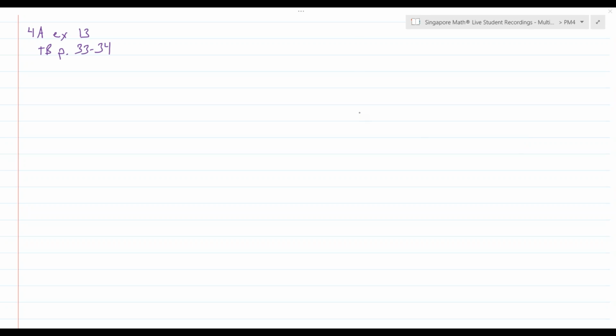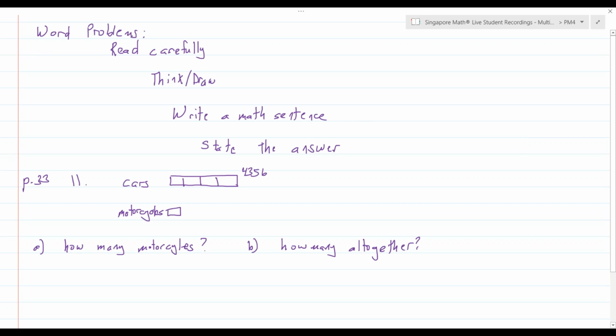Today we're going to talk about Workbook 4A, Exercise 13. In the textbook, this is page 33 and 34, and the goal for today is to do some word problems. Let me remind you of the four things we do when we talk about word problems.